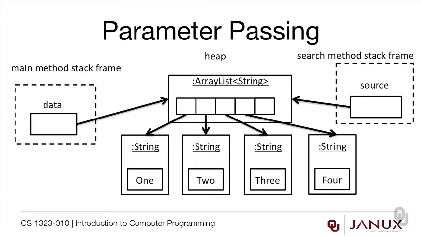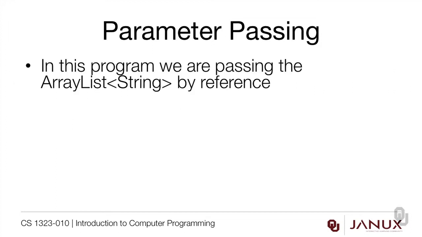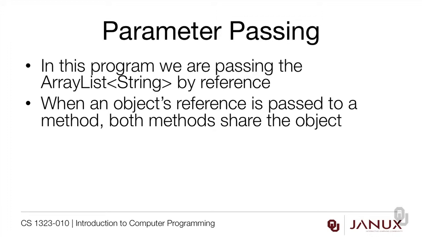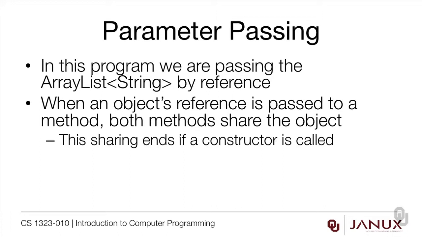In other words, once we've removed things in the search list, they're gone in the main method too. Now the reason that is true is because of these arrows. The arrow right here and the arrow right here that show us that both of these methods are using the same object, even though they have different references. So what we're doing in this program is we're passing the ArrayList of string by reference. When an object's reference is passed to a method, both of the methods share the object. We saw that in the diagram.